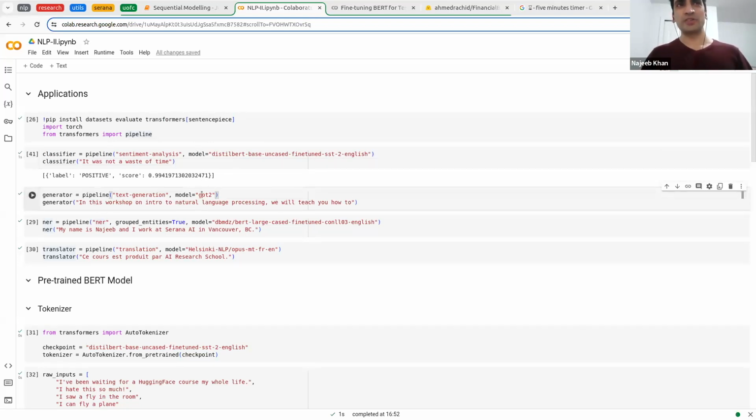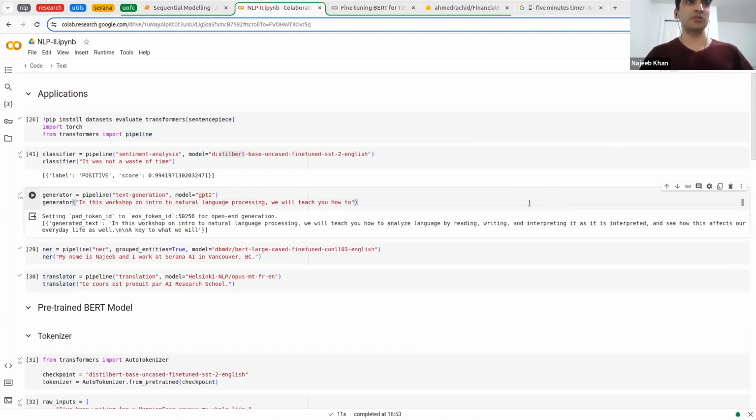Text generation. This is a GPT-2 model. Now you know that the BERT model is encoder-only, and GPT is a decoder-only model, so it's good for text generation. Here we are passing in a prompt: in this workshop on Intro to Natural Language Processing, we will teach you how to. Since this is GPT-2, it wouldn't be as good as ChatGPT, but at least it's running in Colab or on your computer. The generated text is: we will teach you how to analyze language by reading, writing, and interpreting it as it is interpreted, and see how this affects our everyday life as well. Not very convincing, but given the prompt, maybe it's okay.